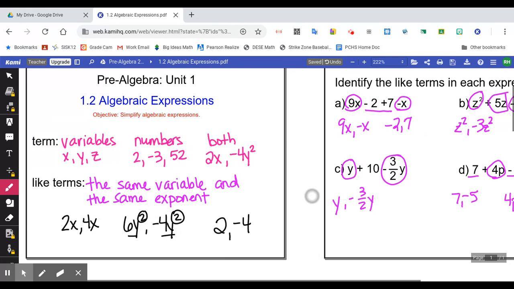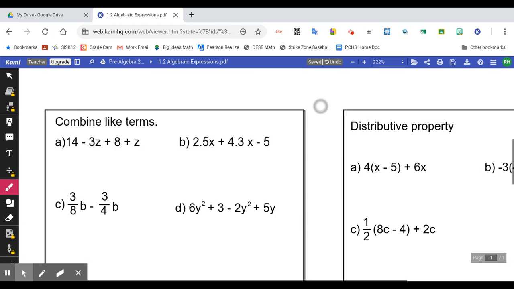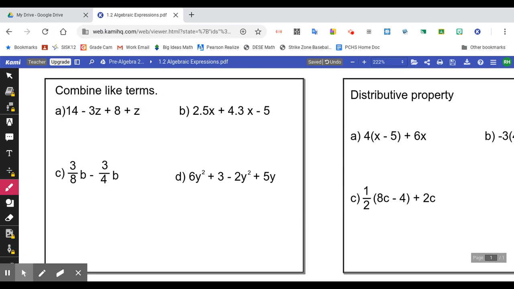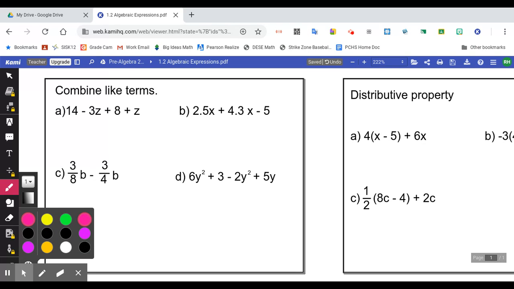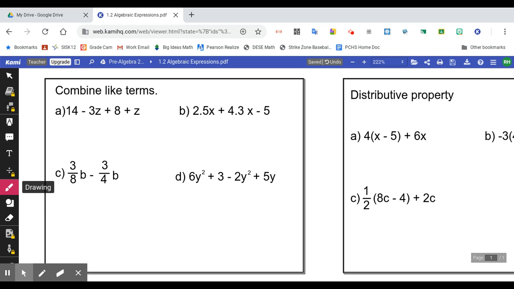All right, so moving on with that, we're going to go down here to the next one, and we're actually going to combine like terms. In order to combine, we have to actually see what the signs are for the terms in order to know if we have to add or subtract them. So again, looking for the variable and the exponent, I see that 14 and +8 are like terms. So I'm going to go ahead and add those. 14 plus 8 is going to give me 22.